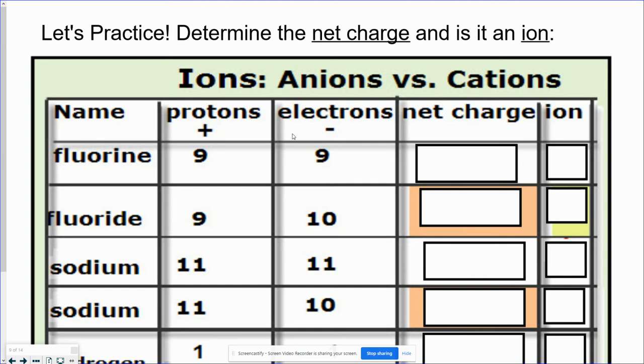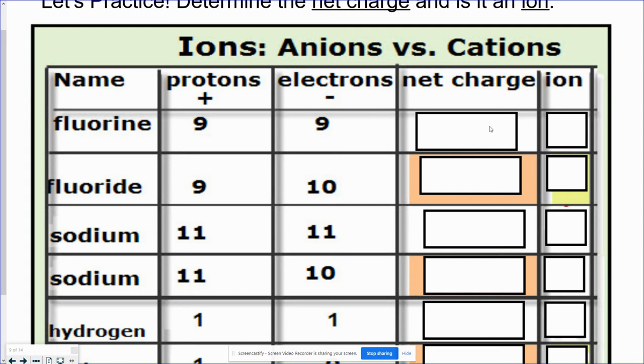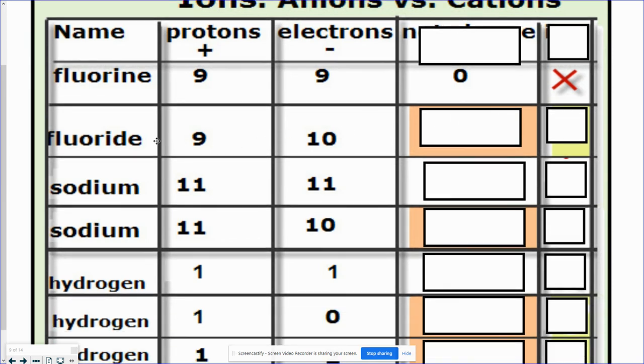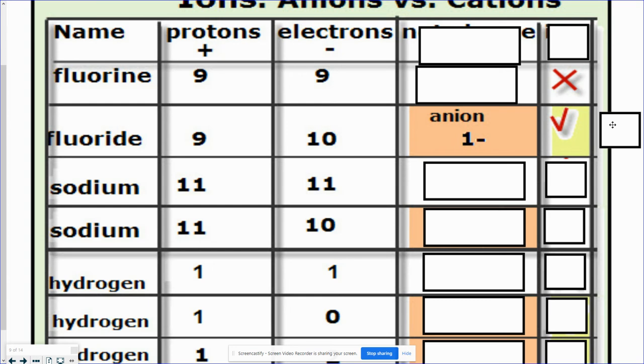So you're going to get a little bit of a chart like this that you're going to fill in, and you're going to fill in everything. A lot of it, I'm just going to give you the name or the symbol, and then you'll fill in the rest. So with fluorine right now, you have 9 protons and 9 electrons. That means that it has no net charge, which makes it an atom, not an ion. Fluoride has 9 protons and 10 electrons. Therefore, it has a -1 charge, making it an anion, which then it is an ion.